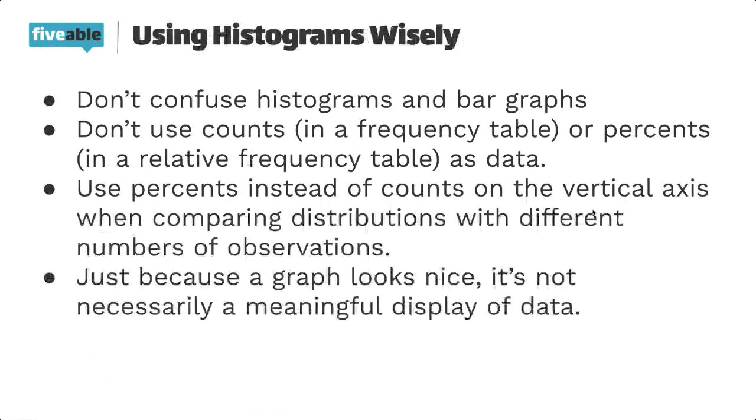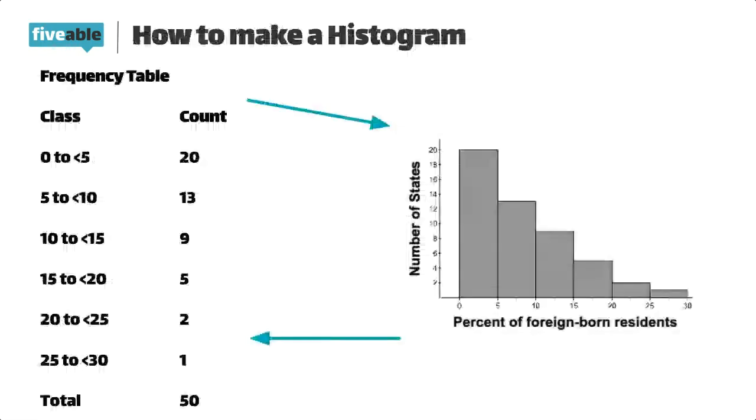Using histograms wisely. So we really want to make sure that we're using those histograms wisely. We don't want to confuse histograms with bar graphs, which is why we have the bars close together. Don't use counts or percents as data. So you're not going to use 20 as a data point. That just tells you how many of this data point falls in that category. So don't use 20 as your data point.